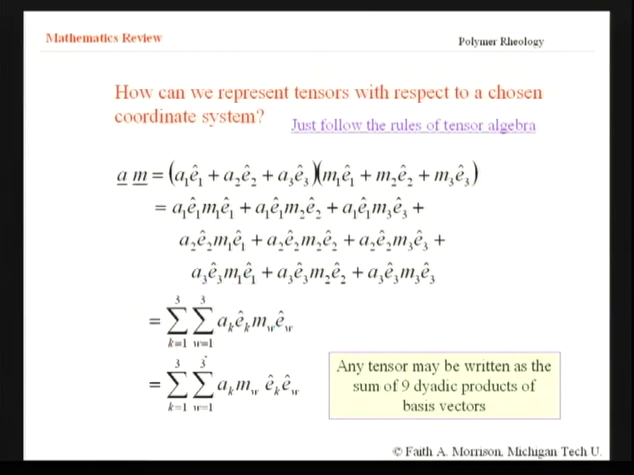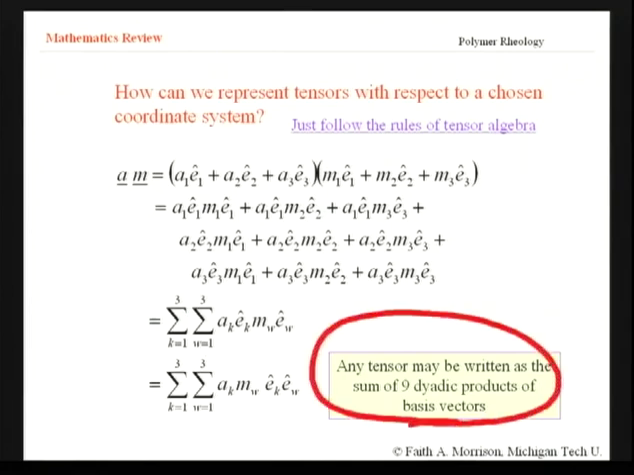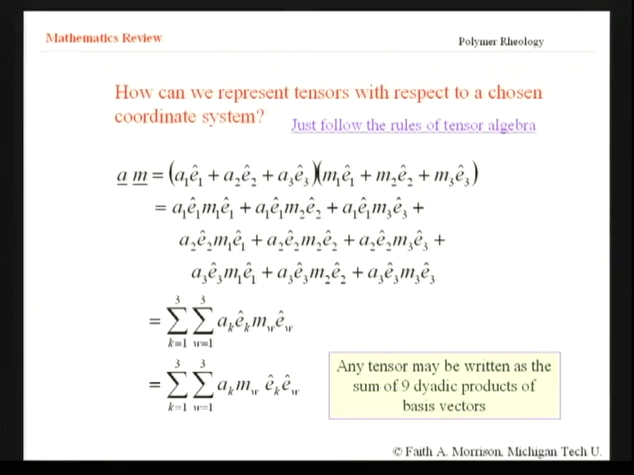So the rule for vectors was any vector may be written as a linear combination of 3 basis vectors. And the rule for tensors is that any tensor may be written as the sum of 9 dyadic products of the base vectors. So there's the 9, and they don't simplify.